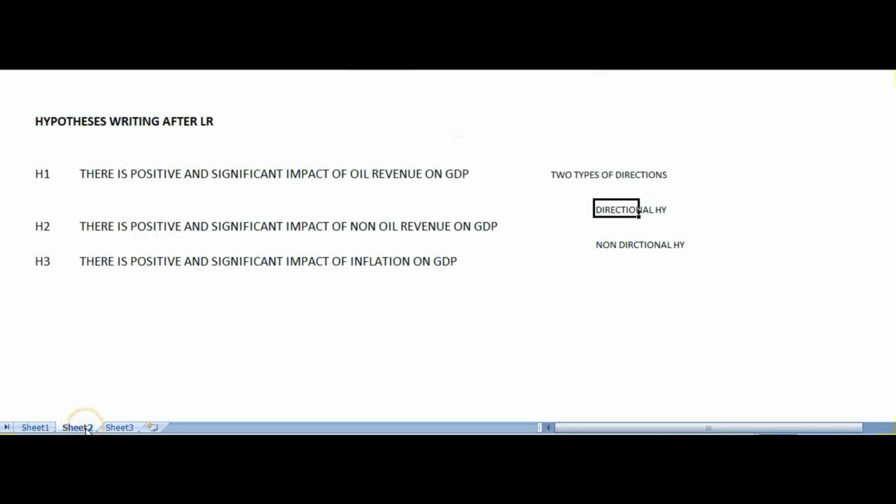Okay, and on the basis of these, now we will accept or reject these hypotheses. And we will write new hypotheses as per our results, as per our conclusion, as per the results which we have calculated.